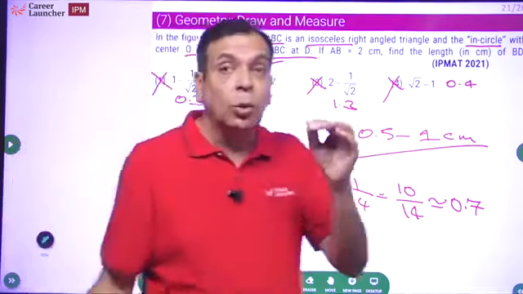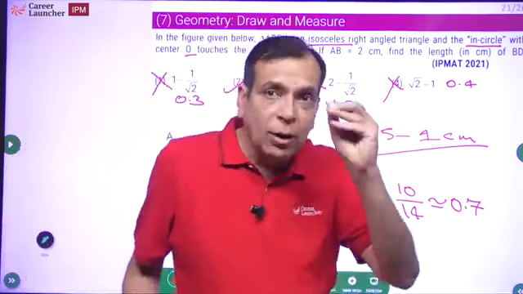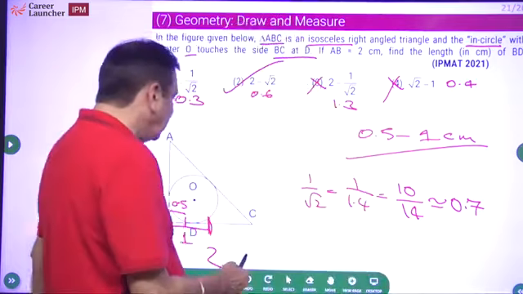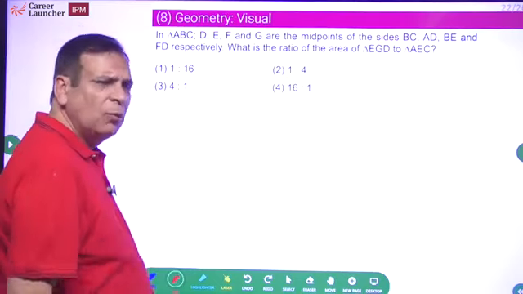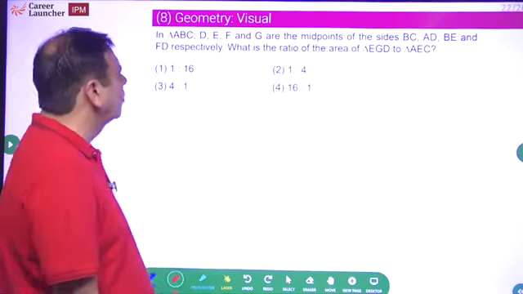Now this is what I mean. You don't have to know maths. If you can apply common sense, you will be able to get the answers from the figure itself. Another question of geometry. Visual inspection of data will give you the answer.